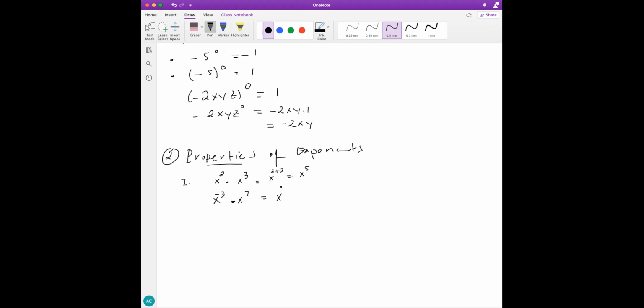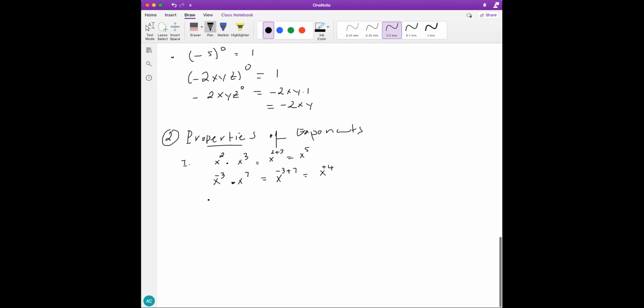So -3 here, combined with this positive power, positive 7. The outcome will be, what is it? -4? Not -4, but negative 10? Not -10, positive 4. Positive 4. Okay. So you pick the sign of the higher number, and then the difference of the two. We have different signs, so the difference of 3 and 7 is 4, and we pick the sign of the higher number. Sometimes the powers could be both negative.